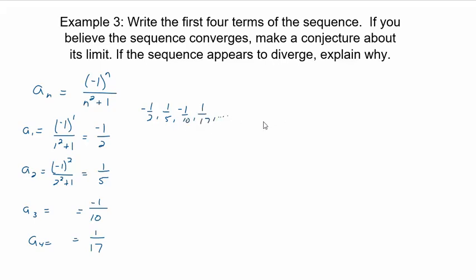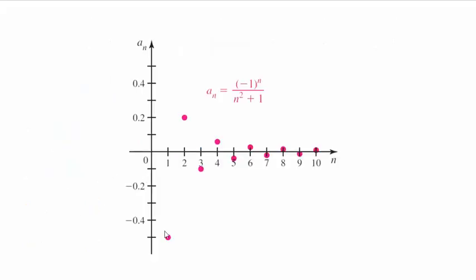So just based on what we're seeing there, what do you think? Is this going to converge or diverge? Well, if we look at the numerator, it's basically going back and forth between 1 and -1. If we look at the denominator, it's getting bigger, and it's going to continue to get bigger. And so therefore, we're going to be approaching 0. So I think this is going to converge to 0. Let's go ahead and take a look at what that graph might look like. Here's the first few terms, and we can see from the graph that it is converging to 0.